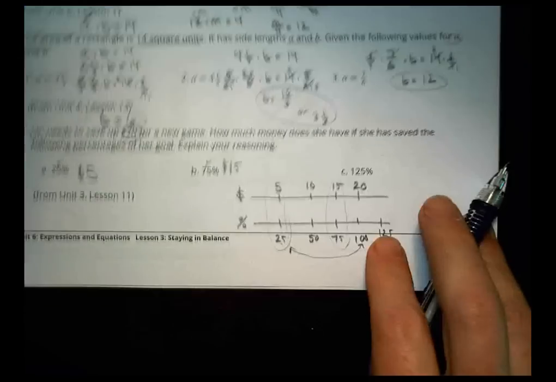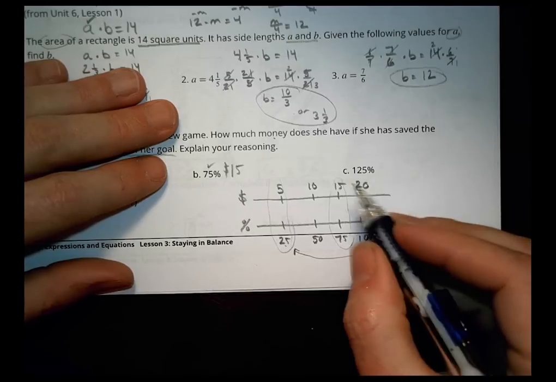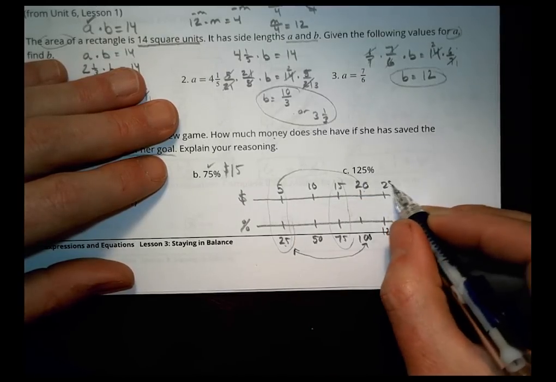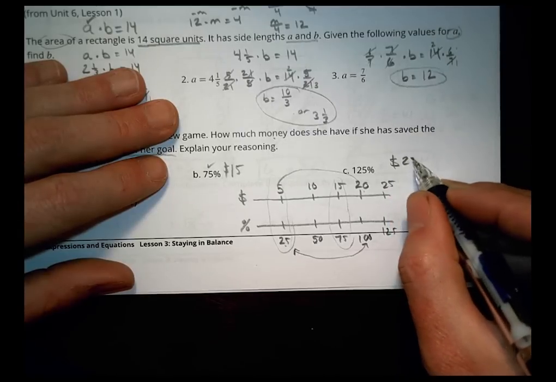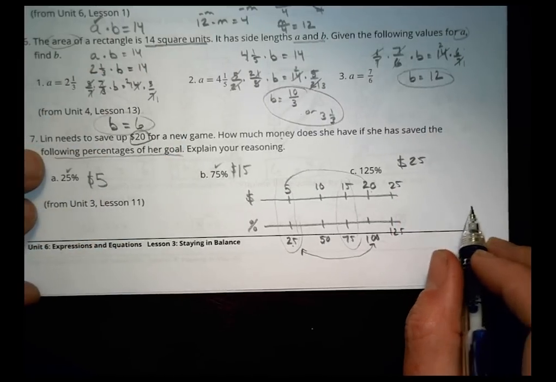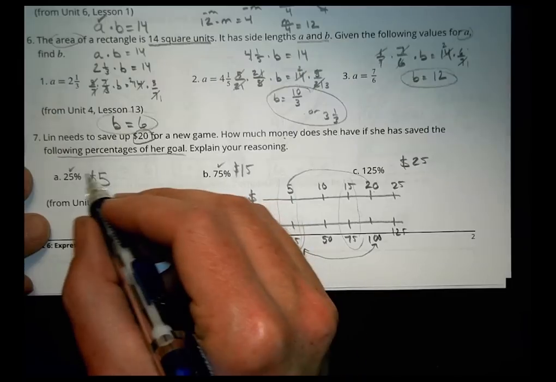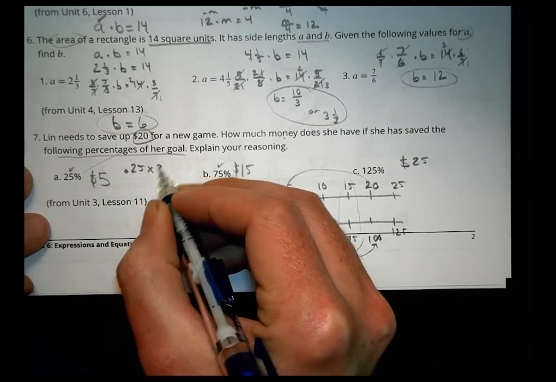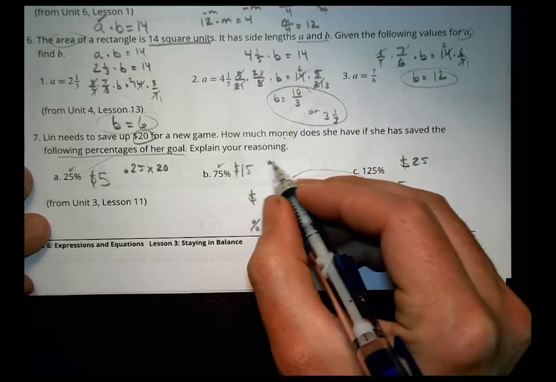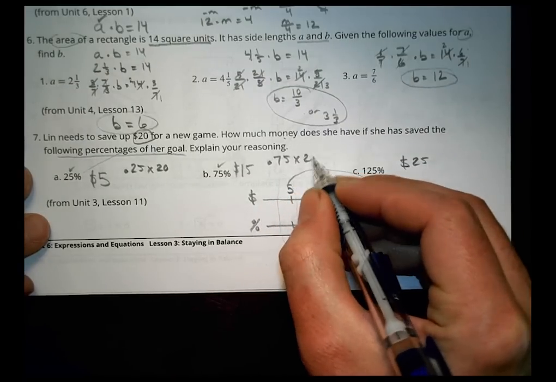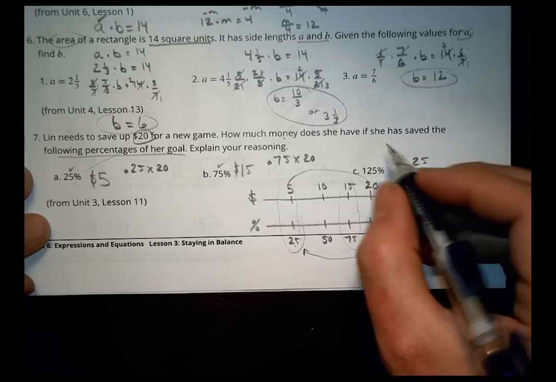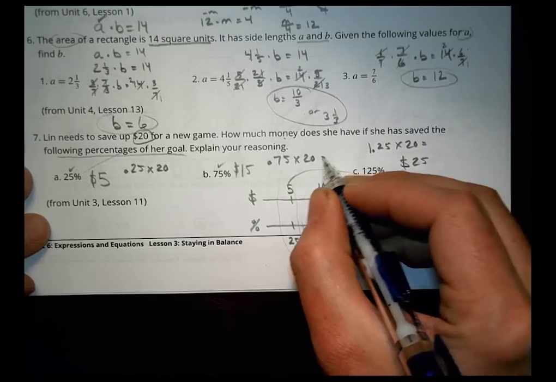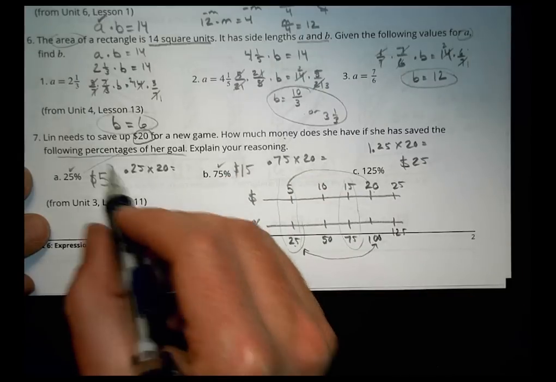The last question. Alright, so we're going to combine 100 and a 5 to get 25 for what 125 is like. Can you do it a different way? Sure you can. 25% of $20 is like doing 0.25 times 20. 75% is 0.75 times 20. 125% is 1.25 times 20. And by doing that, you'll end up with the same solutions.